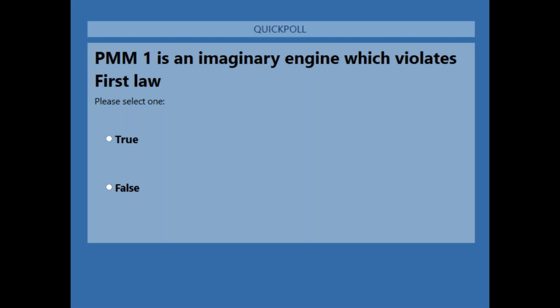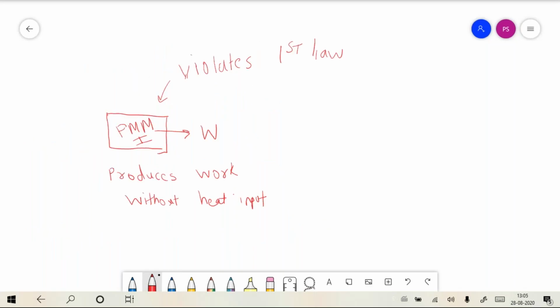Let me close this. Now, let me show you this perpetual motion machine of the first kind. I had drawn a schematic of it. It is an imaginary machine which would violate the first law. It means that this is a machine which would produce work without any heat input, which is not possible according to the first law. So this is the violation of the first law.